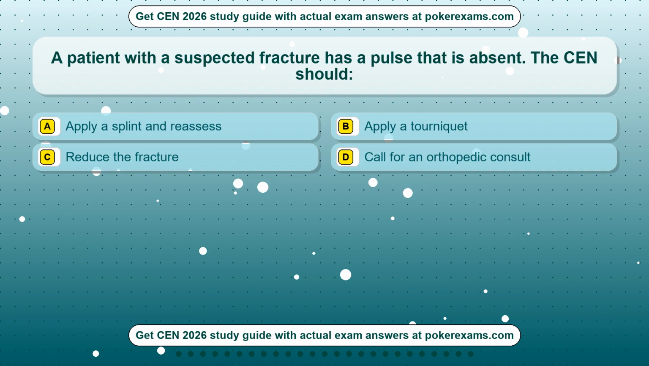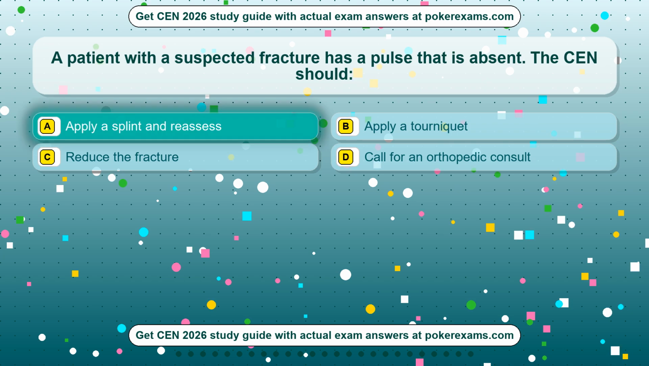Question 2. A patient with a suspected fracture has a pulse that is absent. The CEN should: Option A. Apply a splint and reassess. Option B. Apply a tourniquet. Option C. Reduce the fracture. Option D. Call for an orthopedic consult. The correct answer is option A. Apply a splint and reassess.